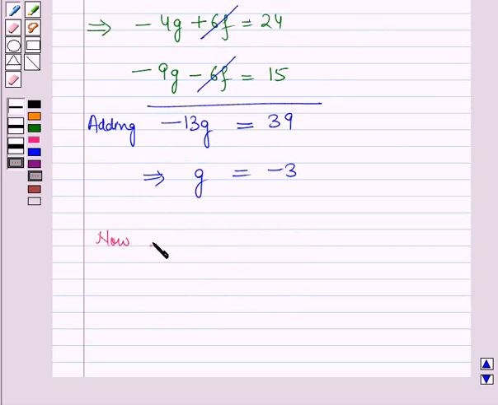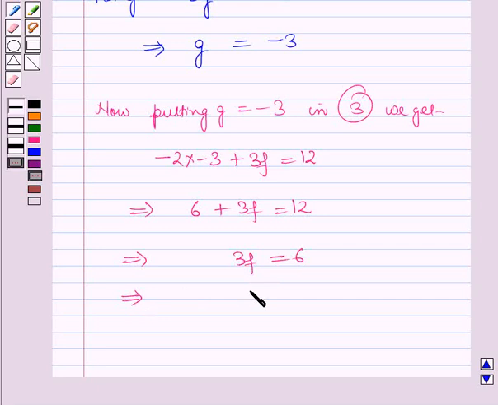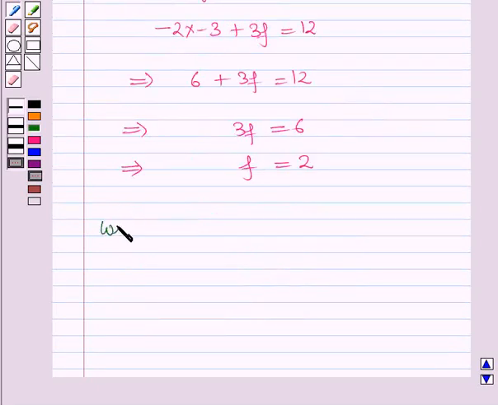Now, putting g = -3 in equation number 3, we get -2 into -3 + 3f = 12, which implies 6 + 3f = 12, which gives 3f = 6 and which further gives f = 2. So we get g = -3 and f = 2.